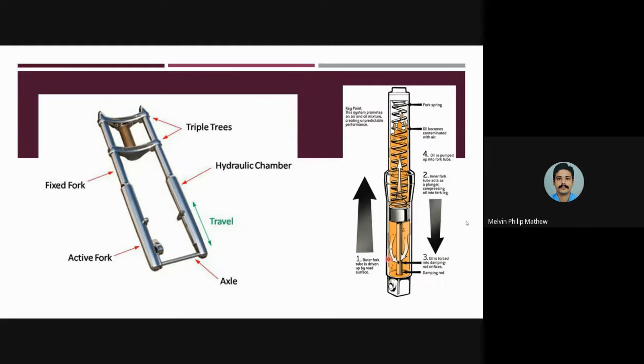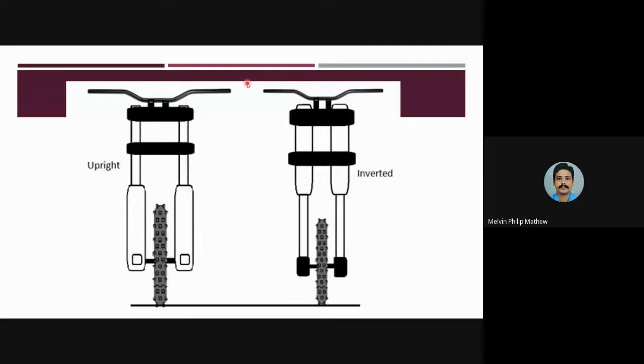So here is the hydraulic chamber, where the hydraulic fluid is stored, and these are triple trees. Just look at the fixed fork, active fork, and axle. And based on that, there are two types of suspension. So here, the fixed fork is this one, and the active fork is here. The telescopic arm is the active fork, and the other part of the telescopic arm is the compressing member or the active fork.